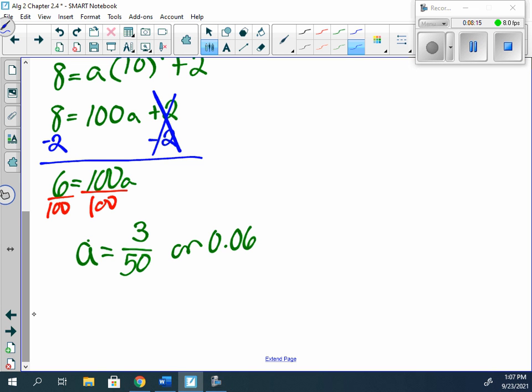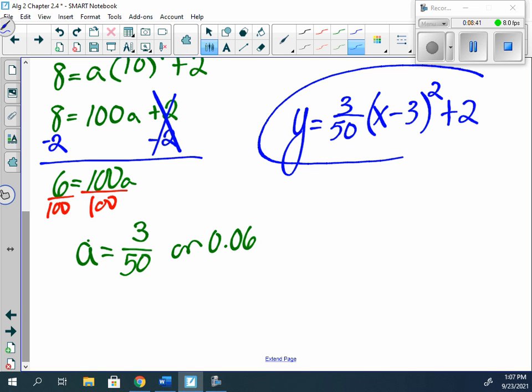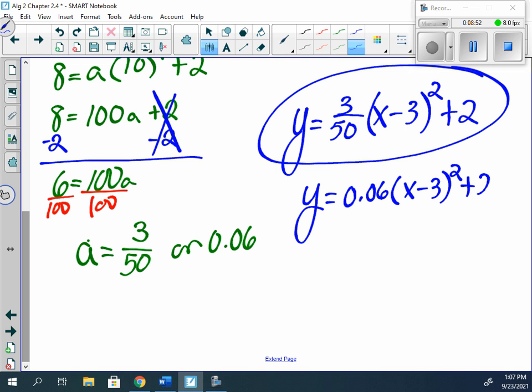Any questions on how we found the value of a? So in the general form of the equation, besides x and y, the only variables we had were a, h, and k, yes? Do we have all three? Plug them back in. So y would equal, well, we can say 3/50ths times x minus 3 squared plus 2. That's it. We could also use the decimal and say y equals 0.06 parentheses x minus 3 squared plus 2.